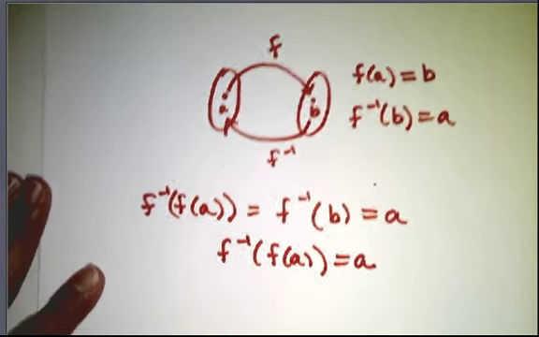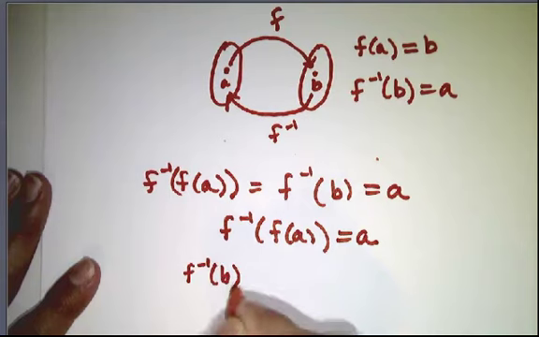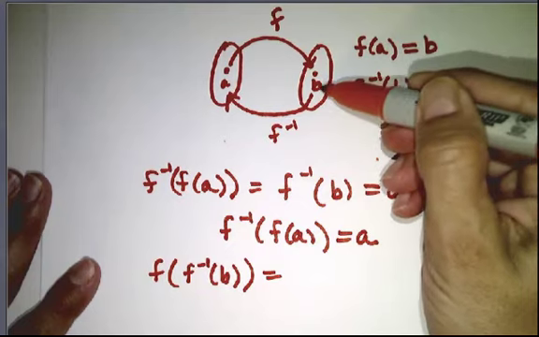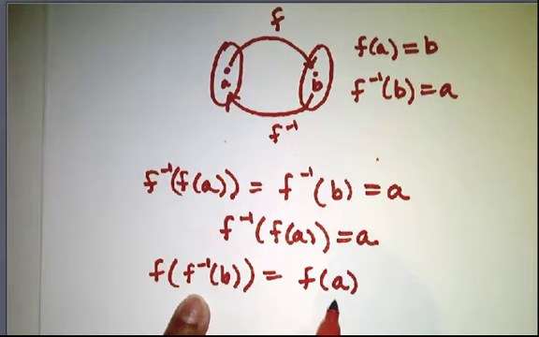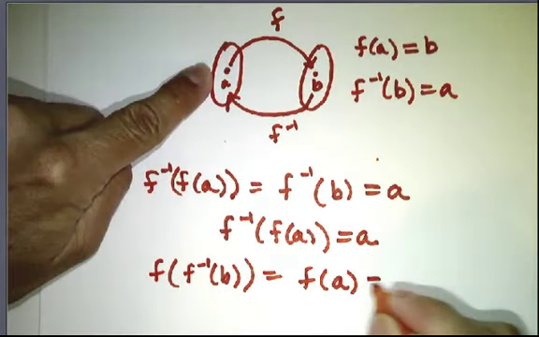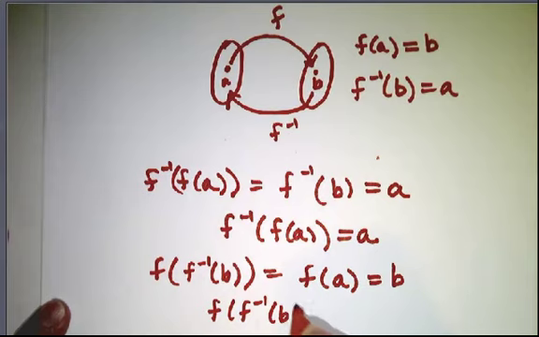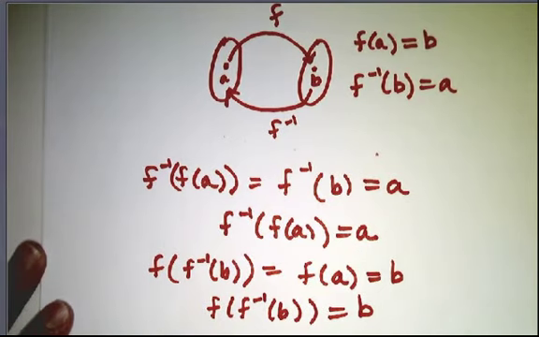Well, what if I went the other way? What if I started with b? So what if I started at f inverse of b and then applied f to that? Okay, so I'm at b, and f inverse takes b to a, so I replace the f inverse of b with a, then I apply f to it, and guess where I land? Right back at b. So we would write f of f inverse of b equals b. Alright, now this is actually the property that inverses have, so let's restate that.